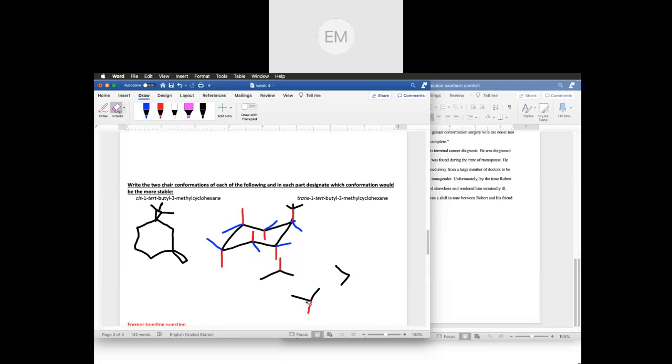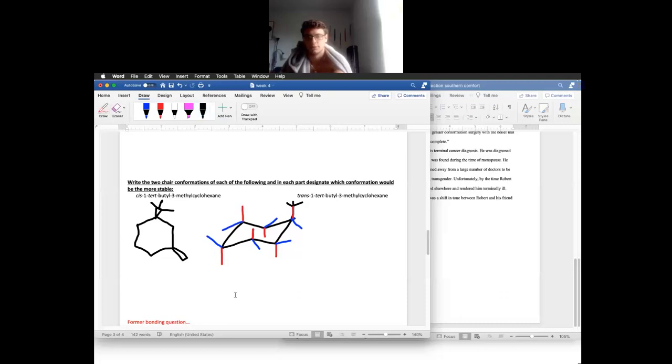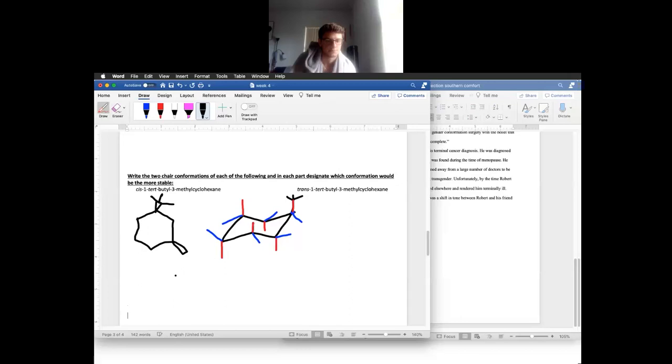A perfect example of that is this other example. I'm just going to create some more space. In trans, it would simply be that one is wedged and another is dashed. So now not both of them, but one of them will be pointing up and another will be pointing down. All right, so going to our chair.